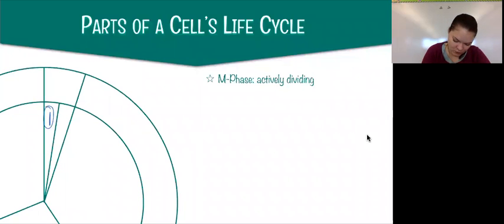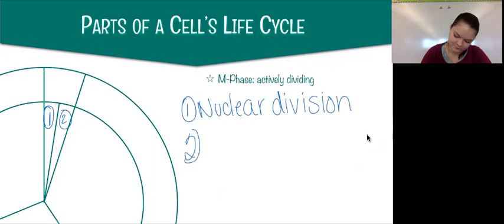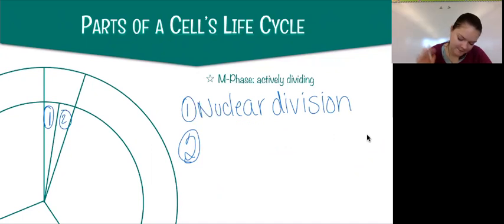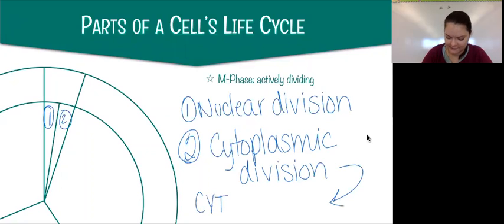So we've got 1, 2. Not either, we do both. That's what's happening. Nuclear division first, and then cellular division, or cytoplasm. You know what? I'm going to change that. I know you just wrote it and now you can hate me. It's fine. Cytoplasm. And this is also going to be called cytokinesis.